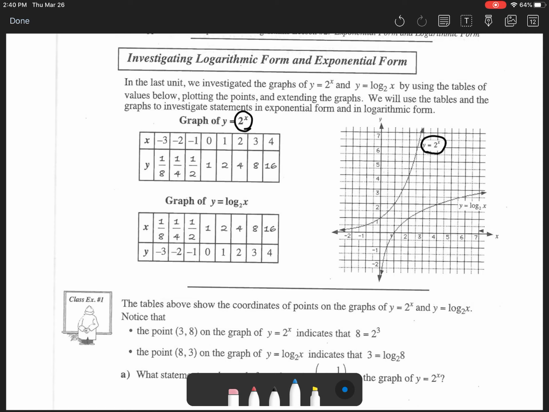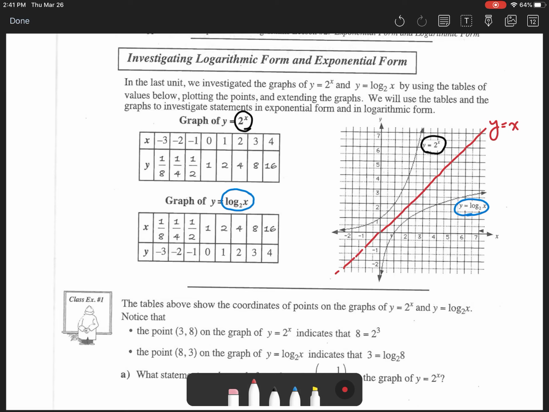And then they've also labeled log base 2 of x, which is the inverse, and that graph is right here. Again, those graphs are always reflected in the line y equals x, so that is our graph and our reflection line right there. So there's the line y equals x.